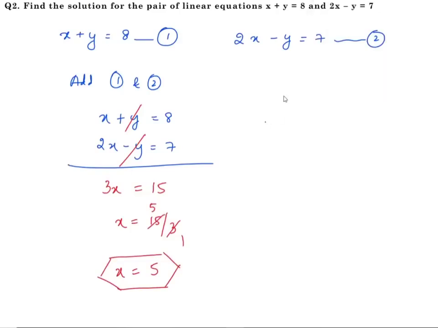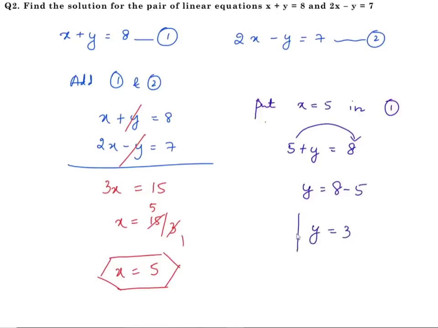Now what you need to do? You need to substitute the x value in either equation 1 or equation 2. I'll put it in equation 1. Put x equals 5 in equation 1. What we get? 5 plus y equals 8. Now y equals 8 minus 5, since 5 shifts to the RHS and becomes minus 5. Y equals 3. So we got x value as 5 and y value as 3.